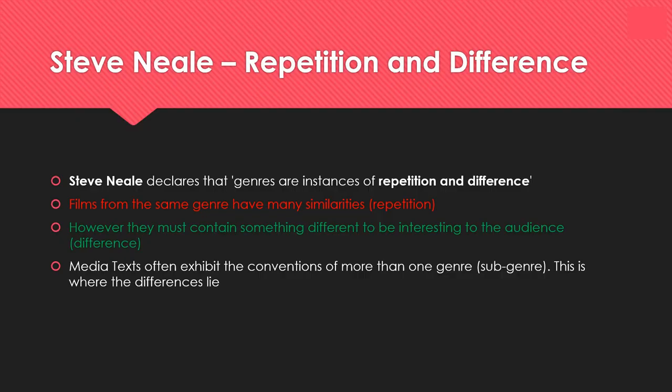So the best example I could think of would be what makes a horror film a horror film. You could think about, right, they've got lots of repetition in, as we discussed before: dark lighting, scary music, particular types of characters, certain props. But if every single one is the same, then people will be bored. So they need to do something that varies it up a little bit.